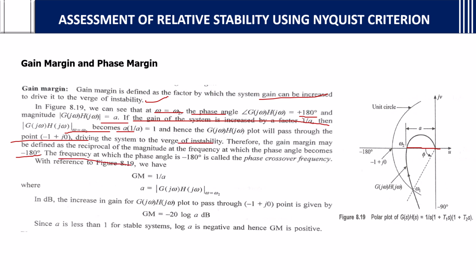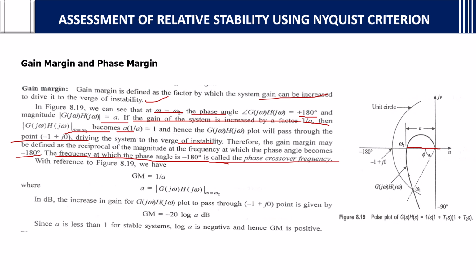The frequency at which the phase angle is minus 180 degrees is called the phase crossover frequency. Same as in the Bode plot, we have phase crossover frequency and gain crossover frequency. If the phase angle is minus 180 degrees, then it is called the phase crossover frequency.